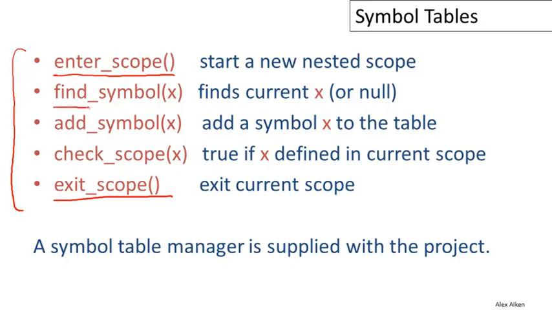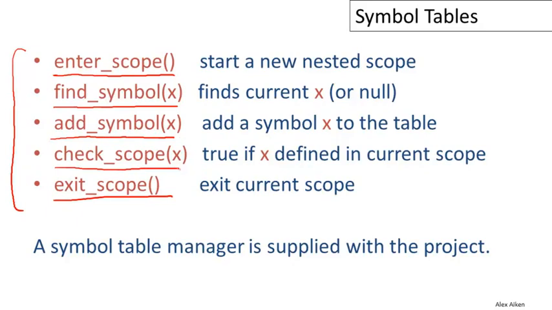So just like before, we have a find symbol operation that will look up a variable name, and it will return the current definition, or null if there is no definition in any scope that's currently available. We'll have an add symbol operation that adds a new symbol to the table in the current scope, so whatever scope is at the top of our scope stack. And then one more new operation, check scope, will return true if X is already defined in the current scope.